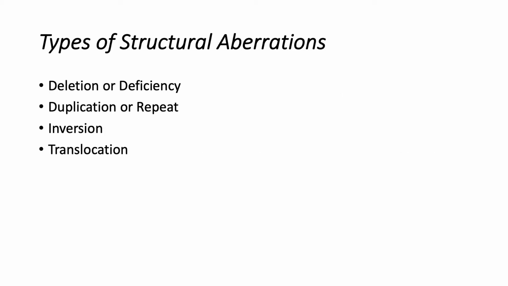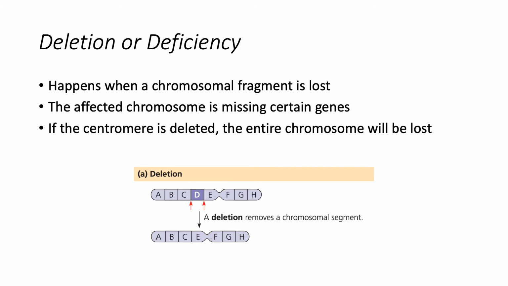There are four common types of structural aberrations or alterations. First is deletion or deficiency, and then duplication or repeat. Third is inversion, and lastly, translocation. The first structural aberration of the chromosome is deletion or deficiency. Deletion is defined as the loss of a chromosome segment. As a result, the affected chromosome is missing certain genes. However, if the centromere is deleted, the entire chromosome will be lost.